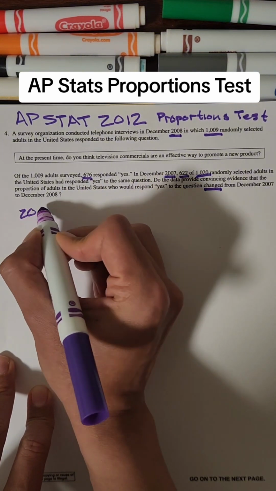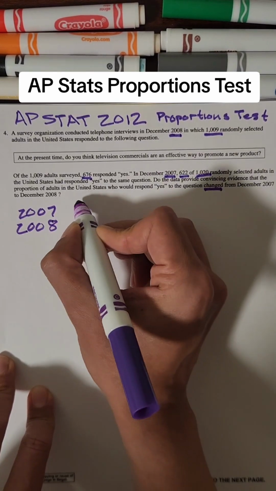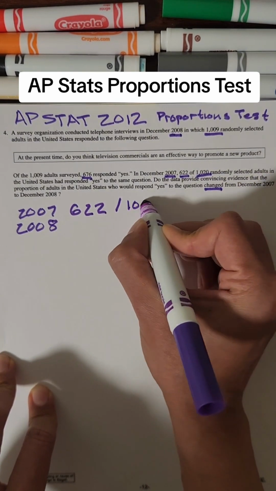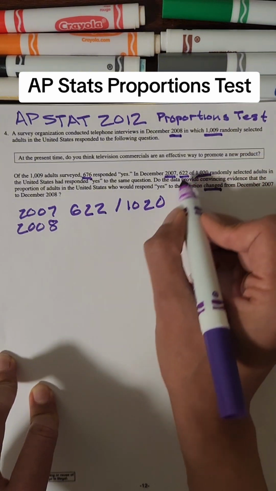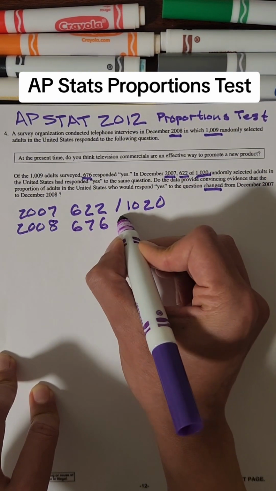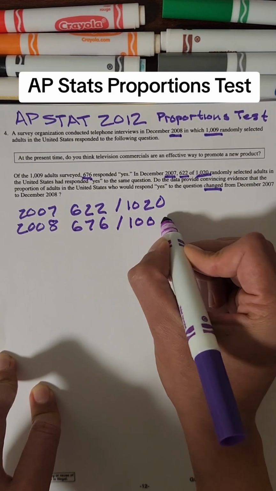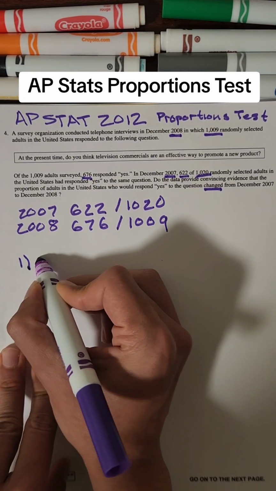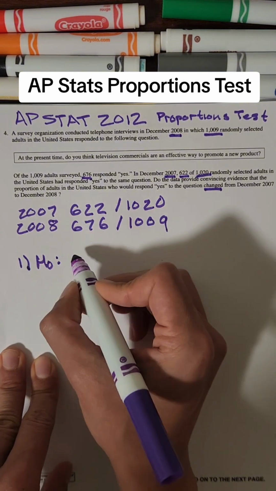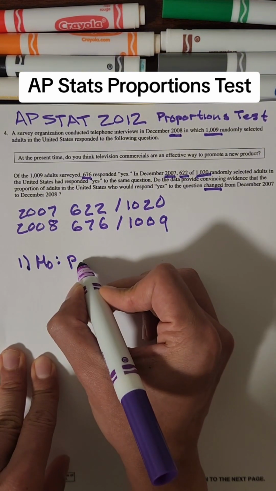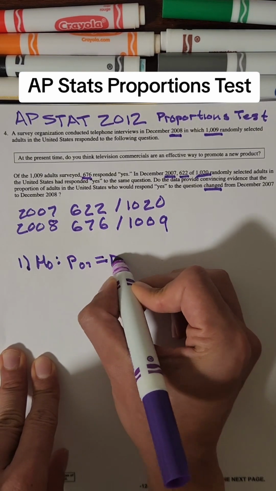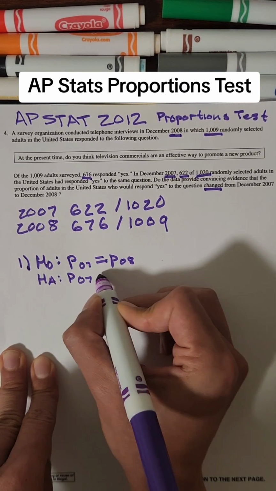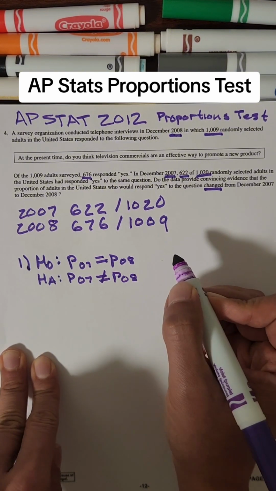So let's see, 2007, 2008. 2007, you had 622 out of 1020. And then 2008, you had 676 out of 1009. So yeah, part one. Let's say, what's our null hypothesis? Null hypothesis is, let's call it P for proportions. Proportion in 2007 is equal to the proportion in 2008. And then our alternative hypothesis is proportion 2007 is not the same as the proportion 2008.